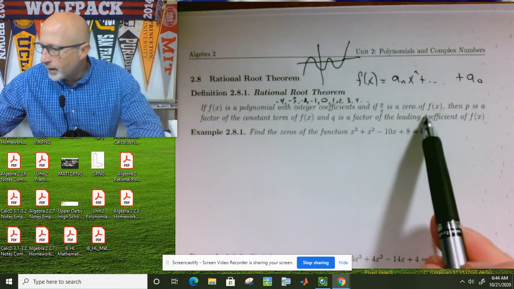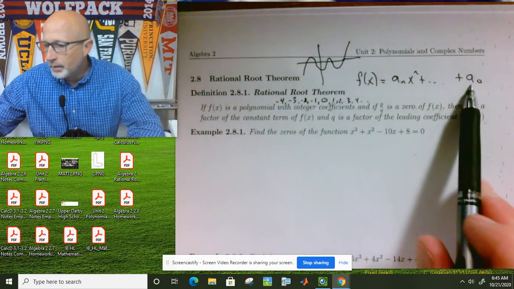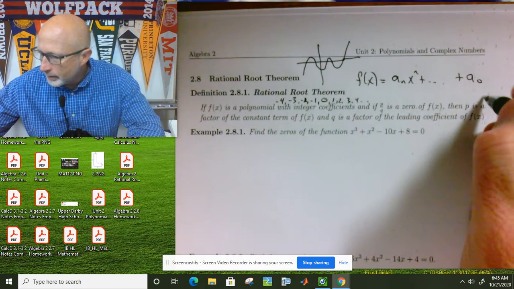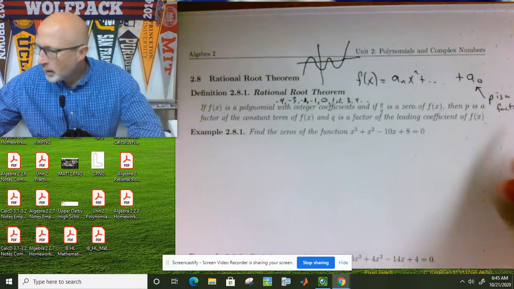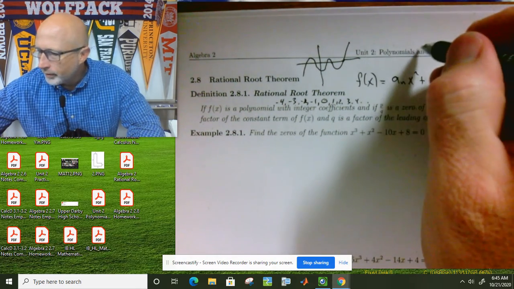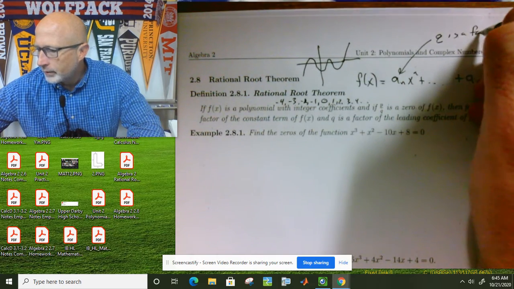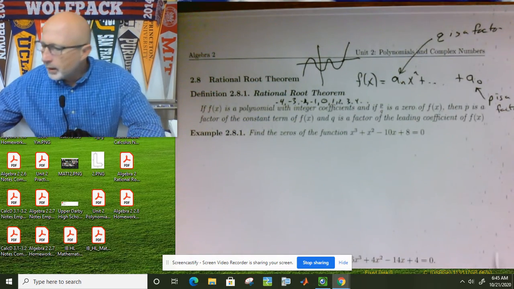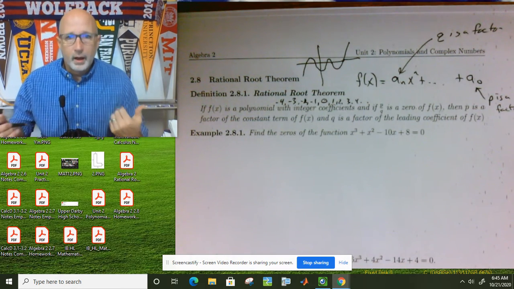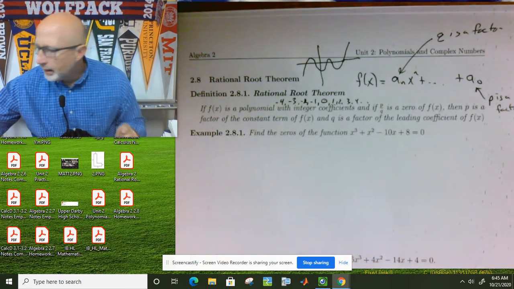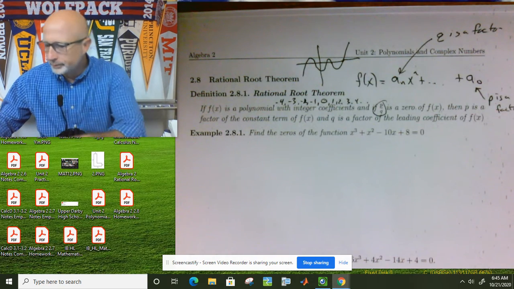So if it's a 0 of f of x, then P is a factor of the constant term of f of x. So P is a factor of a naught. And Q is a factor of the leading coefficient right here. Okay? And so all this is saying is if there is a rational root of this polynomial f of x, it's going to be in the form of P over Q. Okay? So let's go through this.